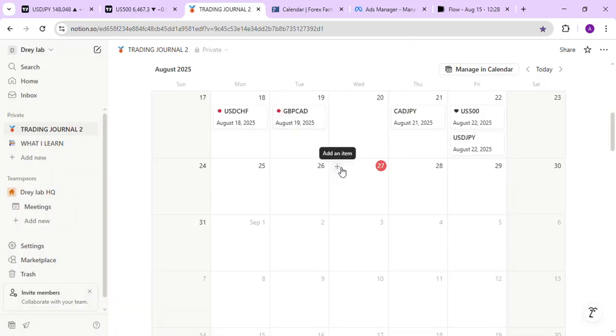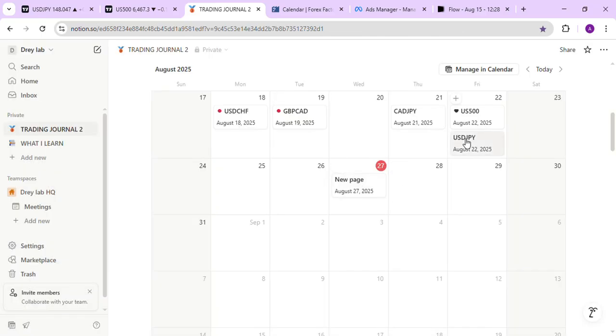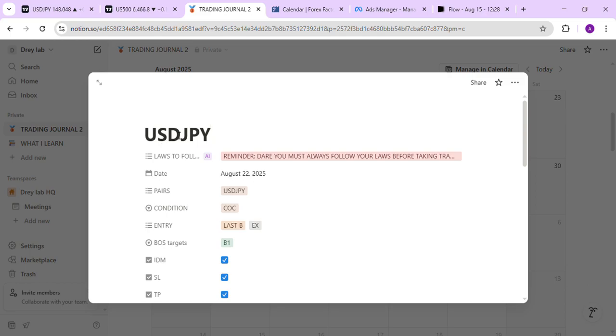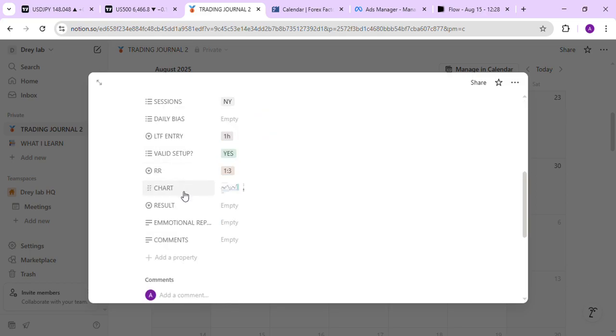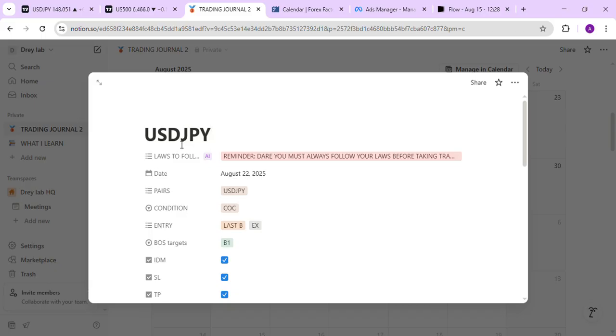Let's say I want to take a trade here on this day, the 27th. I'll click plus, then on this new page I'll need to write the pair I'm actually trading. Let me show you the one I've done on this. So now I put the pair here. I arranged this the way it is based on my trading plan and my trading pattern. You can actually watch other YouTube videos to see how you can organize your journal. There are different ways you can do it, but this is how I find mine comfortable.